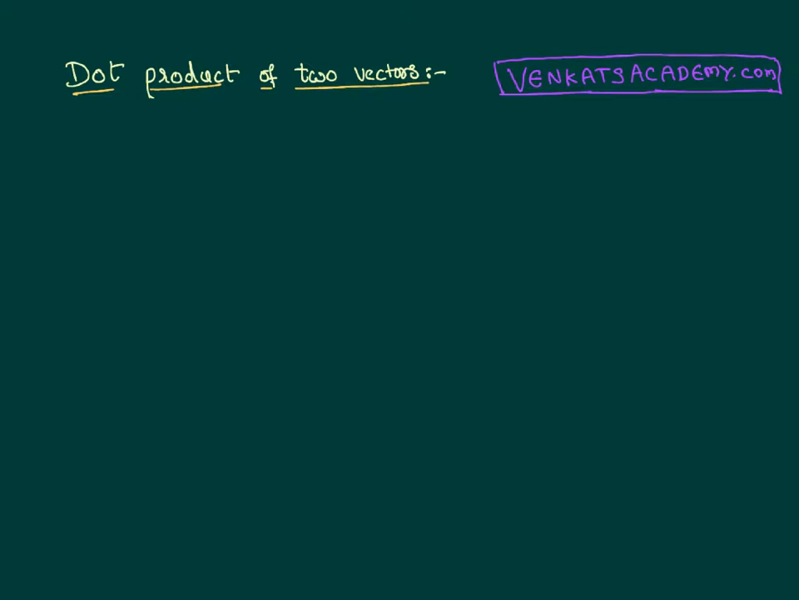Hello everyone. Today in this post we are going to talk about the dot product of two vectors. The product of vectors could be of two types, called dot product and cross product, and today we are going to talk about only the dot product of two vectors.